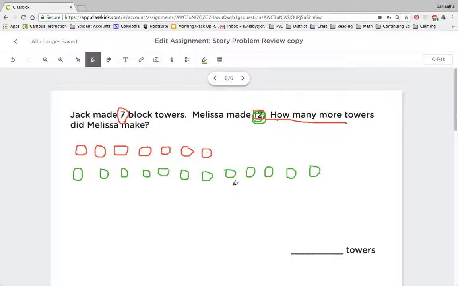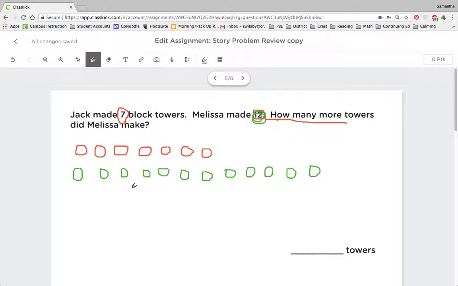Notice in a compare problem when I'm drawing my picture, and really when I'm drawing any pictures to go with the story problem, I make sure that mine are nice and organized. I'm not going all over the page in a random order to draw my circles. I'm doing them in a nice line to the best of my ability and making sure that they're grouped together and not mixed up. I can clearly see that they're 2 different colors, which helps me.